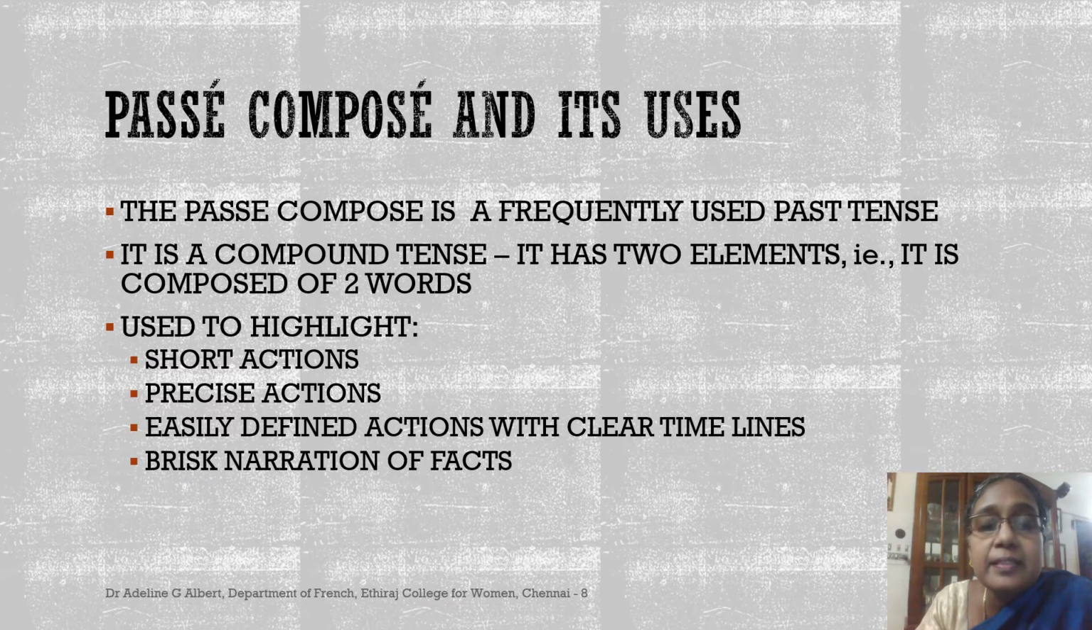It has two elements. It is composed of two words. It is not a simple verb. And it is used to highlight short actions, very precise actions, easily defined actions which have clear timelines, and brisk narration of facts. So it is a very precise tense. It is not vague. It is not monotonous. It is used to recount facts in a very precise and fast and vibrant manner.